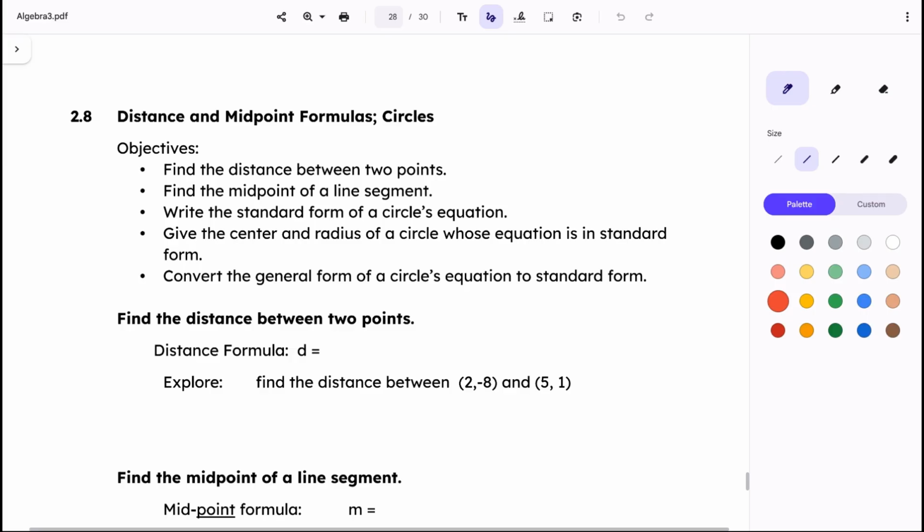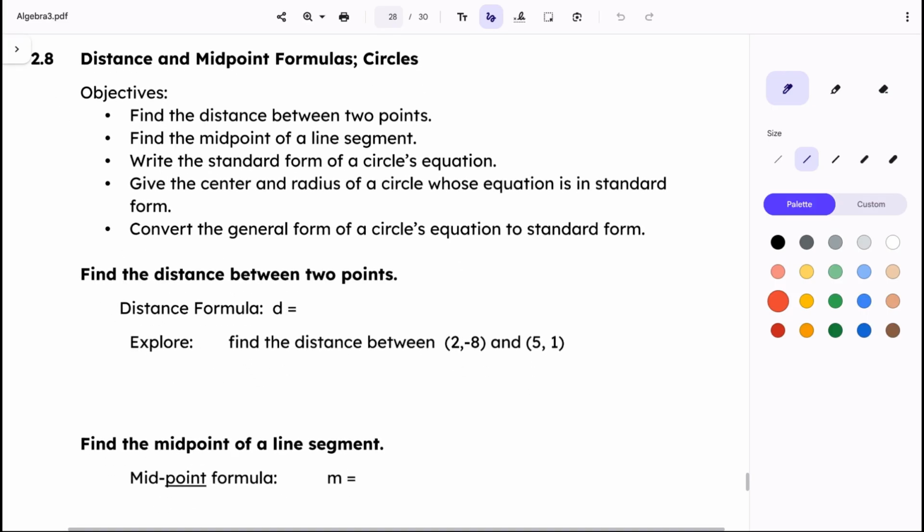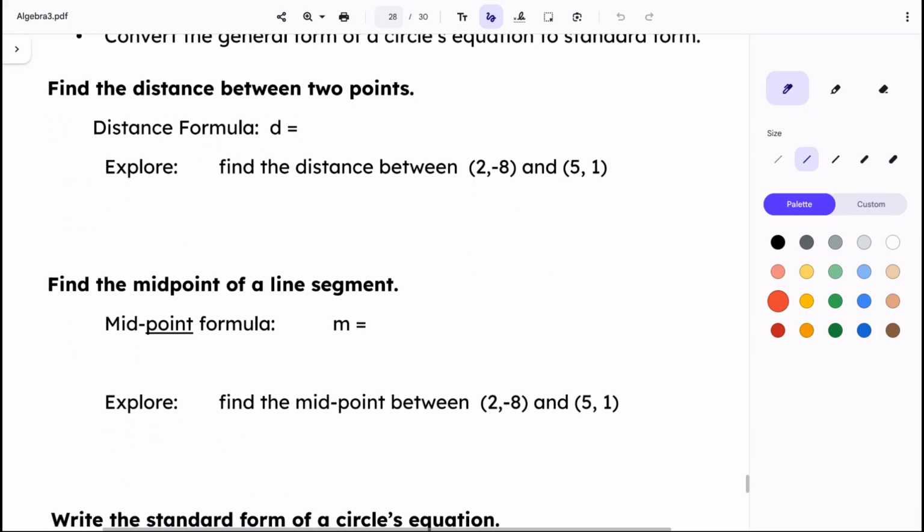All right. The last section that we're going to talk about goes over distance and midpoint. And then we'll talk a little bit about circles. So we're going to start by talking about distance first. Distance is usually when you're on a coordinate plane and you're trying to figure out how far apart 2 points are. And there's a formula that we use for this. Okay, this is what our formula looks like.